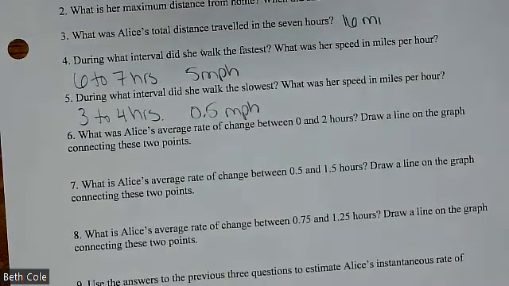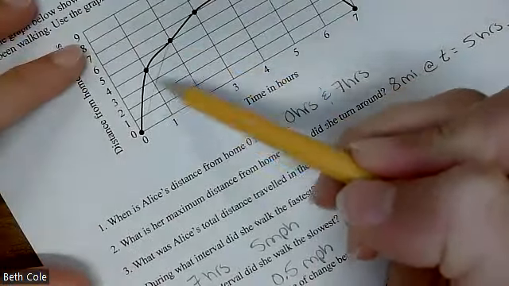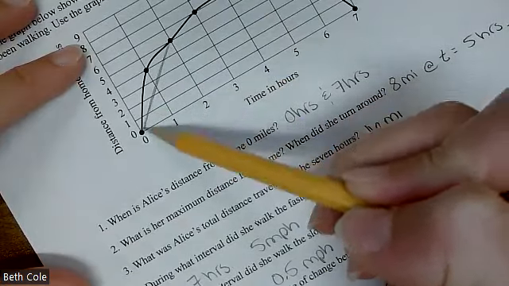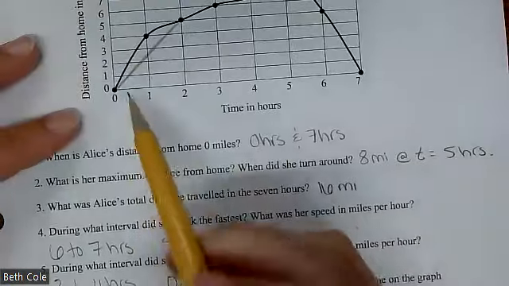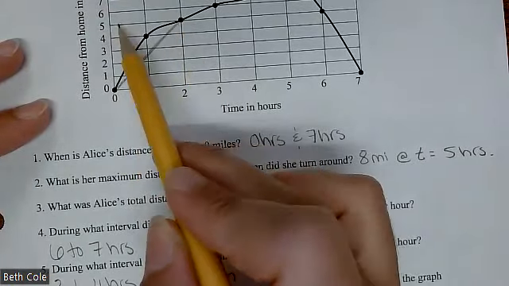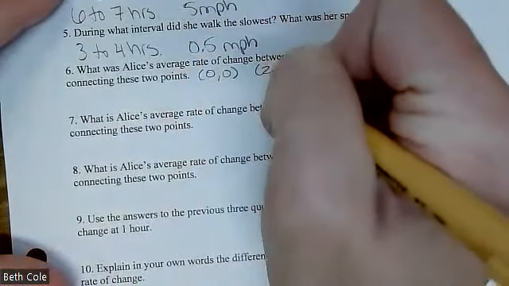Anyway, what was Alice's average rate of change, which is a fancy way of saying slope, okay, between 0 and 2 hours, and we're going to draw a line. So we're going to connect 0 with 2. You may have just done this in your head or estimated or counted the little boxes, but I want to actually write out the points. So we have 0, 0, and 2, 5. So I'm going to list those out, 0, 0, and 2, 5.